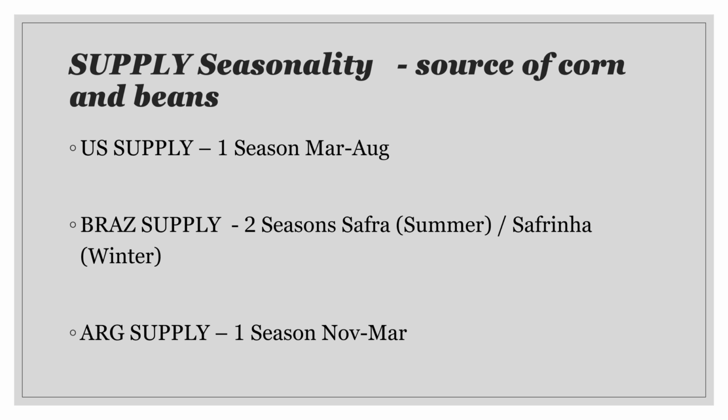which is one of the reasons why US corn exports during that period are seasonally low, because the US is a residual supplier. They're not the main corn supplier to the world. And for Argentina, there's only one crop. Their season goes from end October, November to March for both beans and corn.